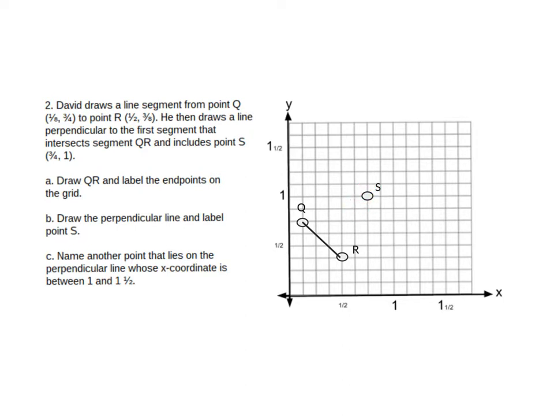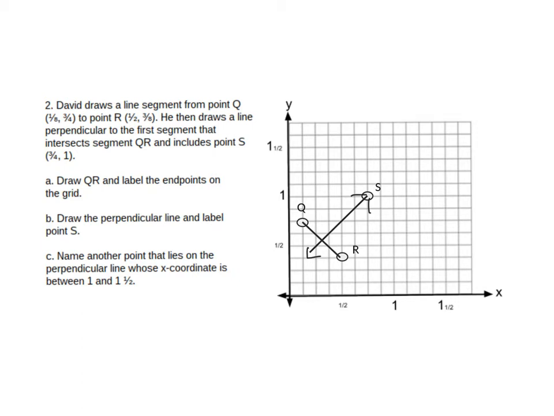We need to draw a line that is perpendicular to QR. So we need to think back to some of our previous lessons. Now I'm going to show you with my highlighter that if I make a right triangle right here, I have a 3x3 triangle. If I make a 3x3 triangle right here, this point right here would connect to S to make a line perpendicular to this. So if that line continued right through here, that would make this line through S perpendicular to line QR. So your perpendicular line should look like this.